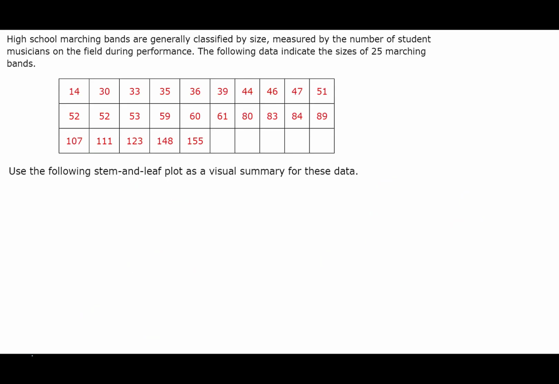High school marching bands are generally classified by size, measured by the number of student musicians on the field during the performance. The following data indicates the size of 25 marching bands. The first thing we're going to do is sketch out two columns. Give the first column a title of stem, and the second one a title of leaf.